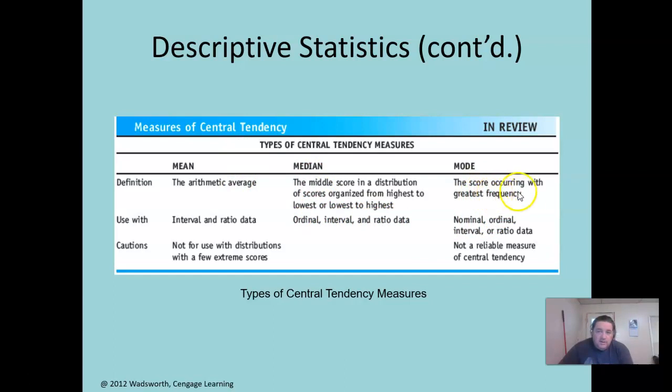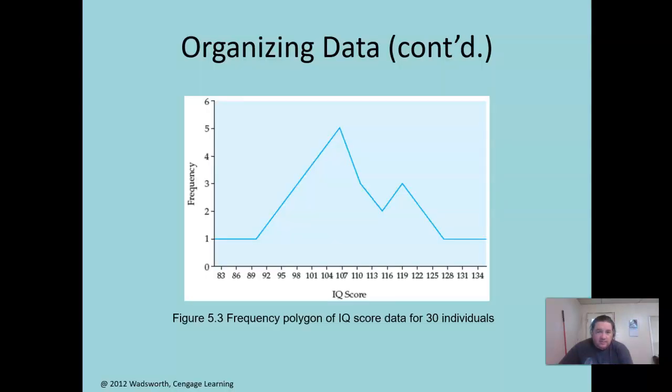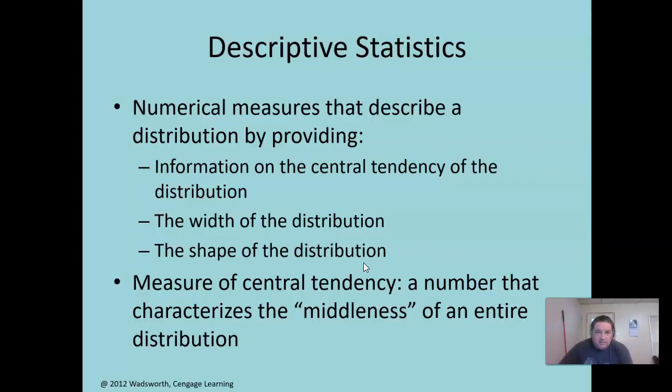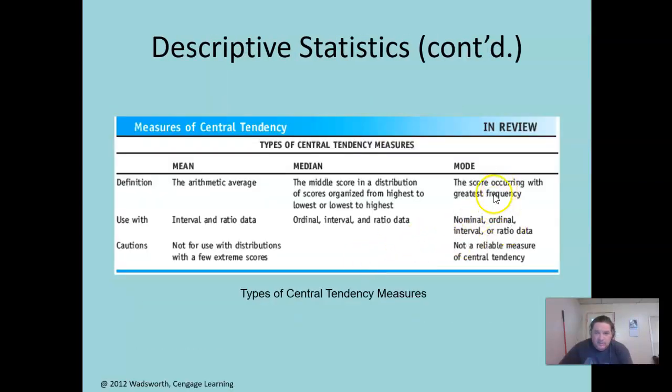The mode is the score occurring with the greatest frequency. So it's whichever one is the highest. If we look at our chart here, here's the highest. It occurred 5 times, and that would be 107. So just to give you a little glimpse of that. You can use nominal, ordinal, interval, or ratio data. This is not a reliable measure of central tendency, and you can see why. You might have 5 of something in the beginning and then 4 of everything else, so it wouldn't really show you the truth as to the central tendency.